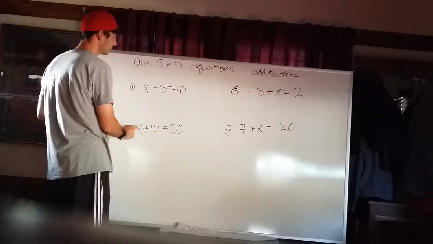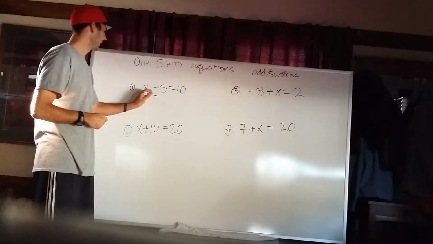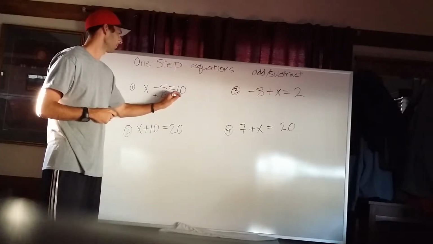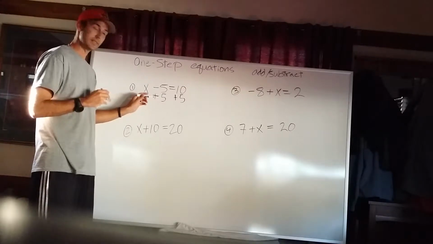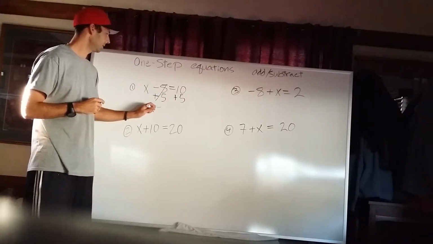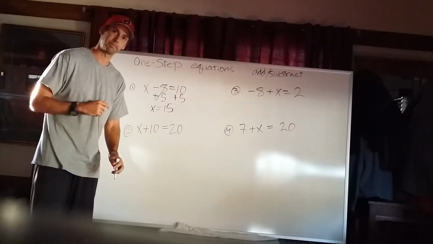You do the opposite of what you see. X minus 5 equals 10. The opposite of minus 5 is plus 5, and we add it to both sides. Negative 5 plus 5 is 0. It cancels out, and x equals 10 plus 5, or 15.